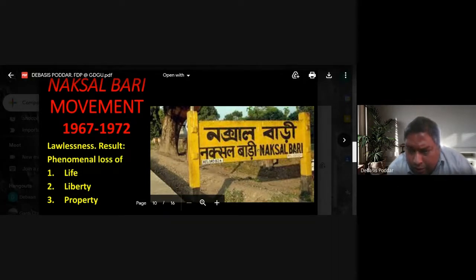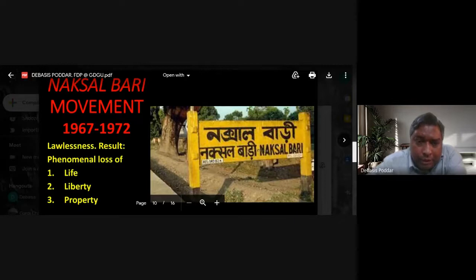in a very, very similar way, the Naxalbari movement, at least in the eastern peninsula of India, down the line, if you take the states bordering the Bay of Bengal, that is Andhra Pradesh, today Telangana is also there, Orissa, Bengal, and adjacent states like Bihar, Jharkhand, Chhattisgarh, earlier Madhya Pradesh, at least in a vast part of this country, lawlessness prevailed. It is the direct consequence of the Naxalbari movement. Actually, the Naxalbari movement sprang from lawlessness, and it was consequential to further lawlessness. And the result is the same: loss of life, liberty, property.